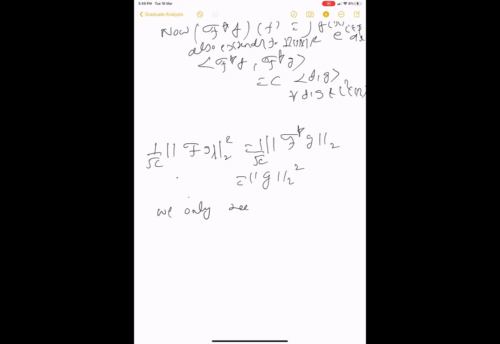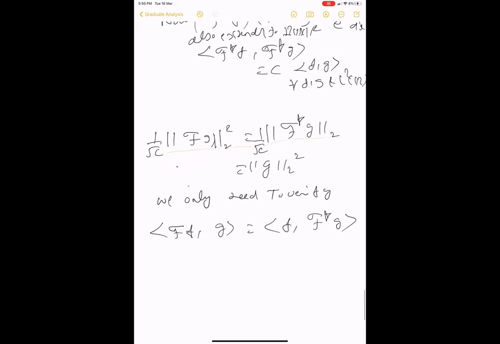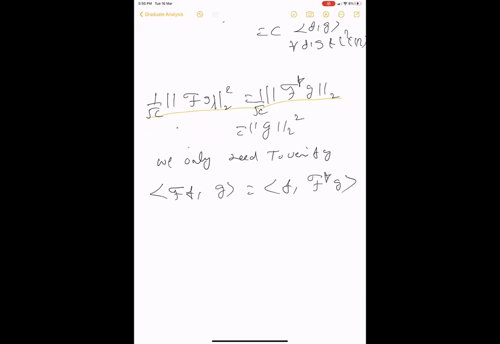We only need to verify script F of G equal to F script F star G. They are adjoint to each other. And two isometries which are adjoint to each other means they are both unitary. That's what it says.